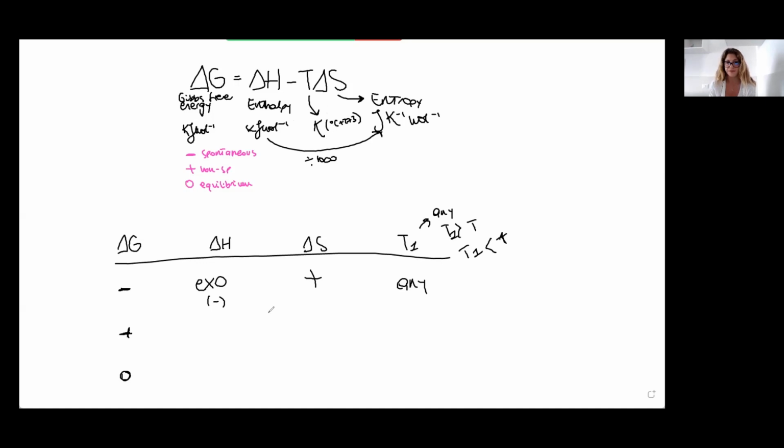The exact opposite will make delta G always positive: an endothermic reaction, because it's a positive sign, and negative entropy, at any temperature, no matter how big or how small. I don't want you to think about zero, because at equilibrium it doesn't matter. What I want you to think about is what if we have the other combination?